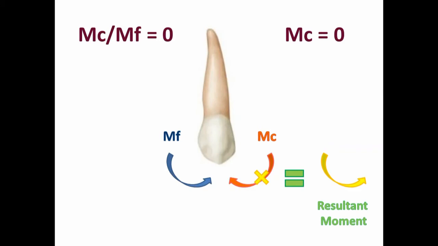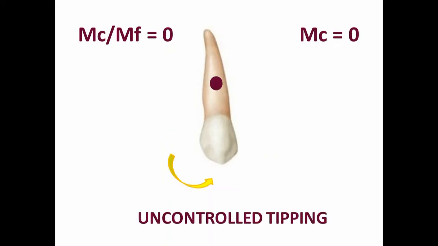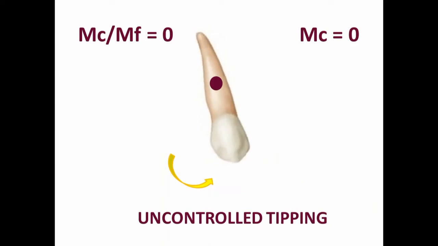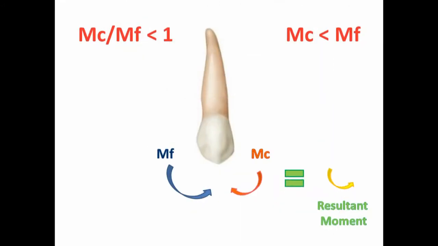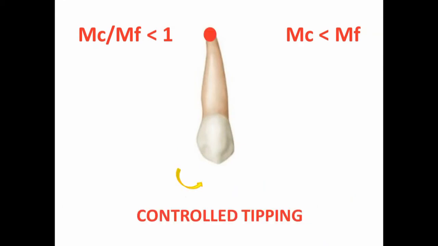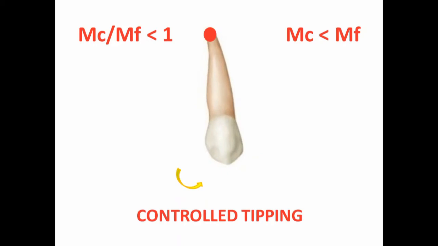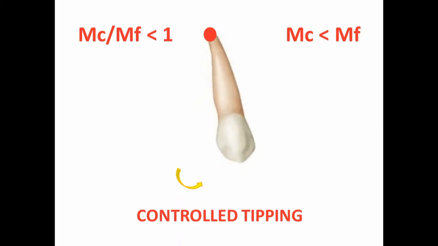In the first case, the ratio of moment of couple to moment of force is 0, which means no moment of couple has been applied. So, resultant tooth movement due to applied moment of force is uncontrolled tipping. In the next case, the ratio of moment of couple to moment of force is less than 1, which means moment of force is greater than moment of couple. Tooth movement due to resultant moment is controlled tipping.